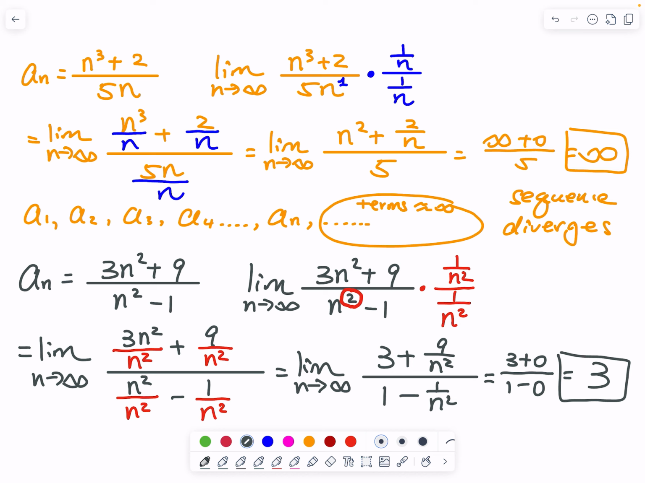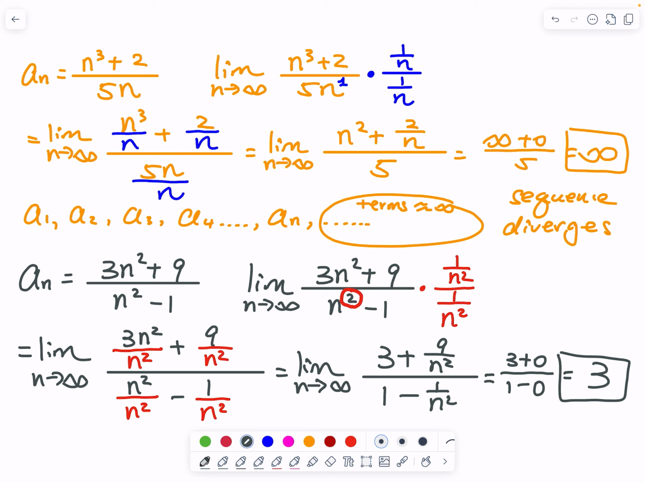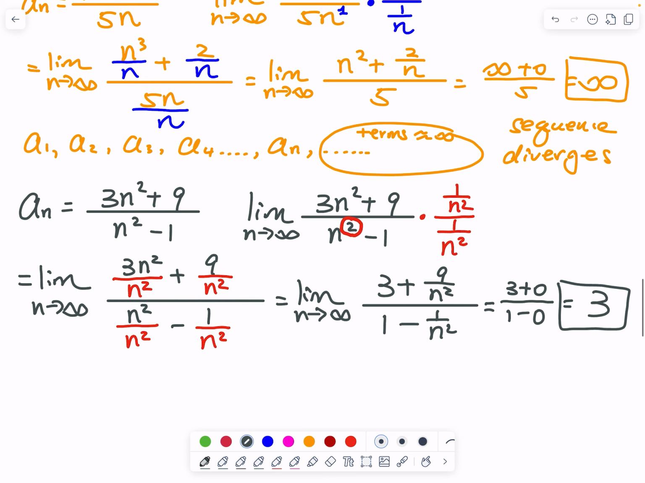So the limit exists. I can take this sequence again right there. You have a1, a2, a3, a4 to a_n, and keep on going. When n becomes really large, this time I am going to say those terms are approximately equal to 3. And then we can say the sequence converges.